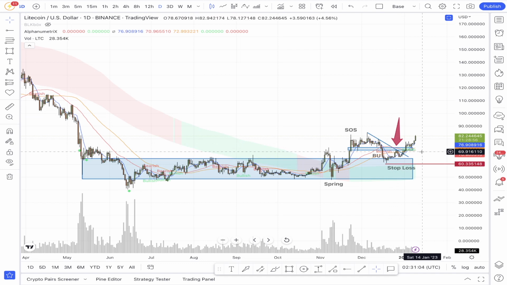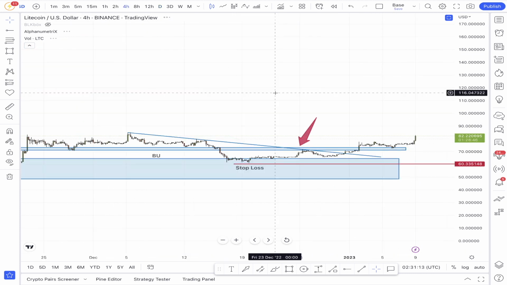So let's break down the backup phase. The backup phase is kind of its own little Wyckoff structure in and of itself. So you can really break this down on a smaller time frame. So we're going to go down to the 4 hour.